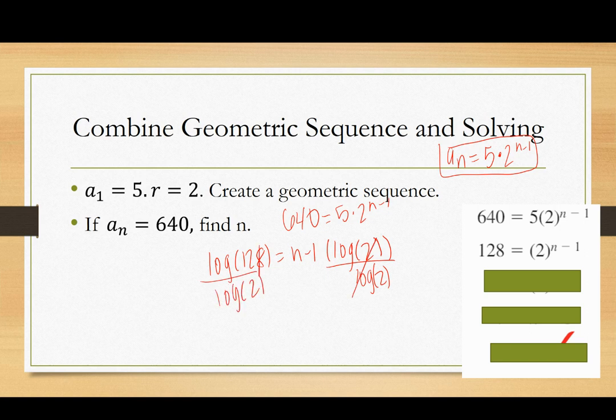And let's put that in our calculator. Log of 128 divided by log of 2 gives me 7. So 7 equals n minus 1. Add 1 to both sides, we get n is 8. If we did it without logs and we knew that 128 is 2 to the 7th power, we could have done that. Then we would set 7 equal to n minus 1, just like we did here, and we would get n is 8. So either way, you get the same answer. Sometimes it's just not as clear.